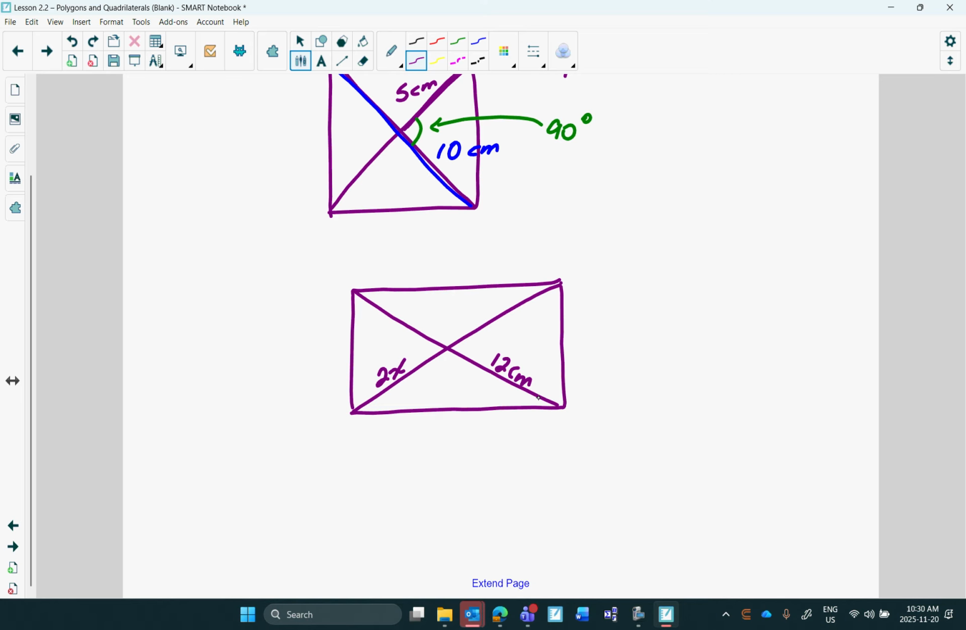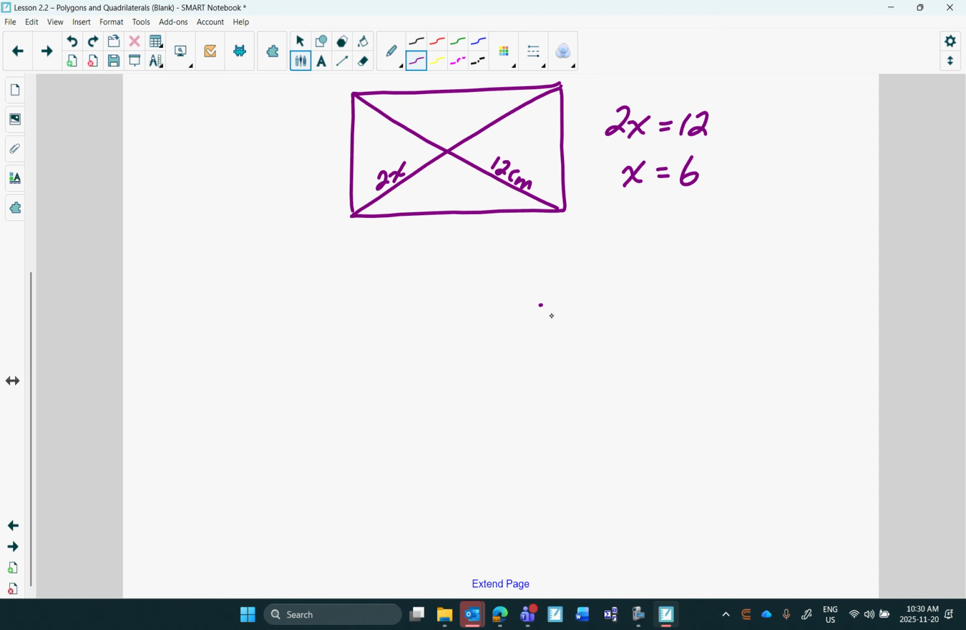What's X? You have to know this. Well, what can you tell me about these two segments? They're equal. So 2x equals 12. Therefore, x equals 6. Don't be surprised to see questions like this. Okay, one more. This is a challenging one.